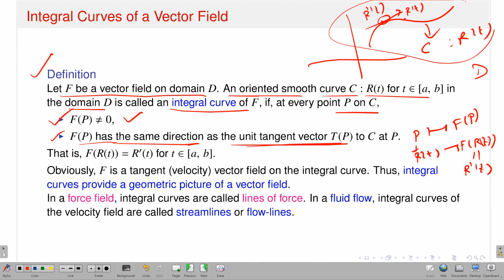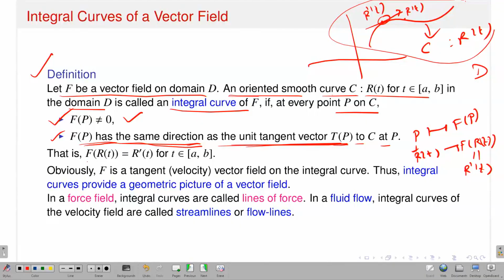So, F of P should be non-zero, number 1. Number 2, F of P has the same direction as the unit tangent vector T_P to C at P. Now, given a curve C in R2, if I take a point in that curve C, I am talking about the point R(t), where R is the parameterization of your curve C. And what is the unit tangent vector? R prime of t is the tangent vector, take the unit modulus, that I write as T of P. So, F of R(t) is exactly equal to R prime of t. Okay. So, if this is the case, then I will say that it is an integral curve.